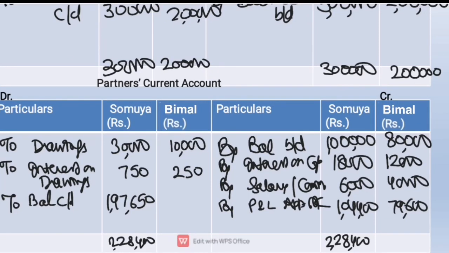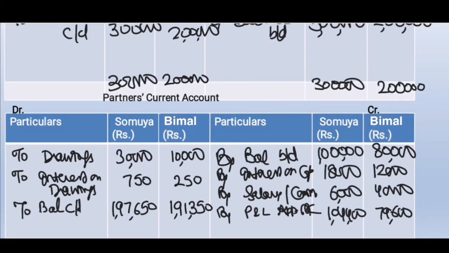Then the same thing we are going to do for Bimal as well. The total of Bimal's current account is 2,01,600 and when we deduct it from the debit side, the balance we get in Bimal's current account is 1,91,350. So this is the way how we have to prepare partners' capital account and partners' current account under fixed capital method. I hope you might have understood the topic. Thank you and have a nice day.